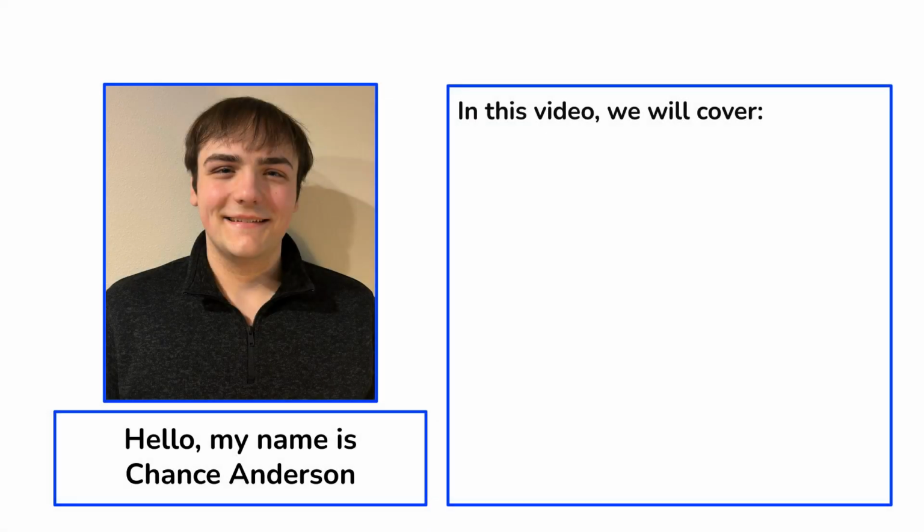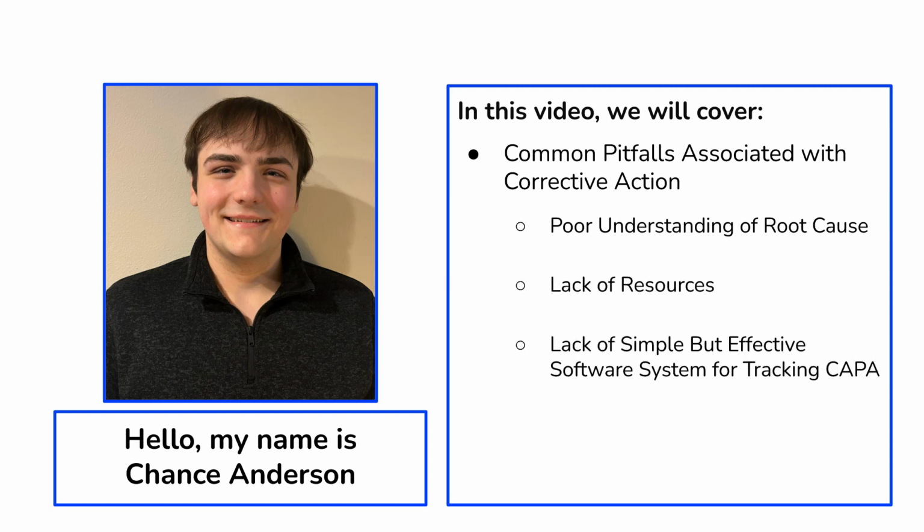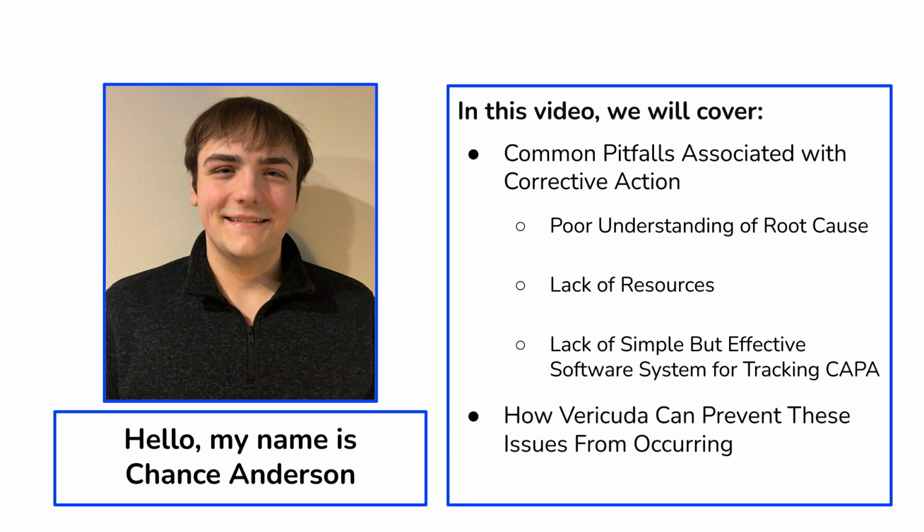Hello, my name is Chance Anderson, and in this video we'll be covering common pitfalls associated with typical corrective action, including a poor understanding of the root cause, a lack of resources, the lack of a simple but effective software system for tracking CAPA, as well as how using Vericuda can prevent these issues from occurring.